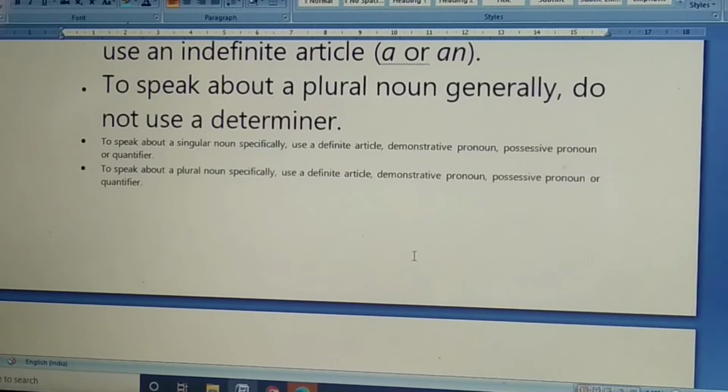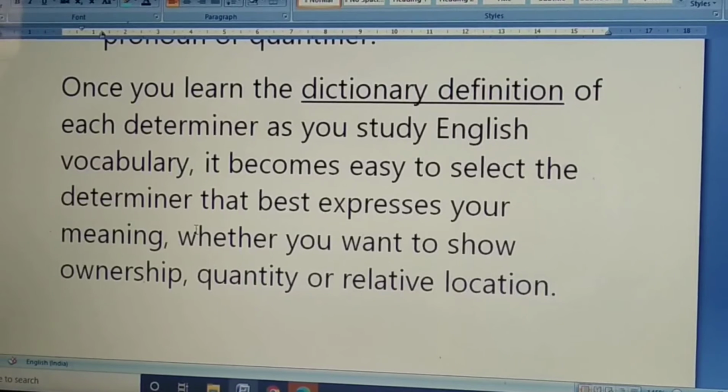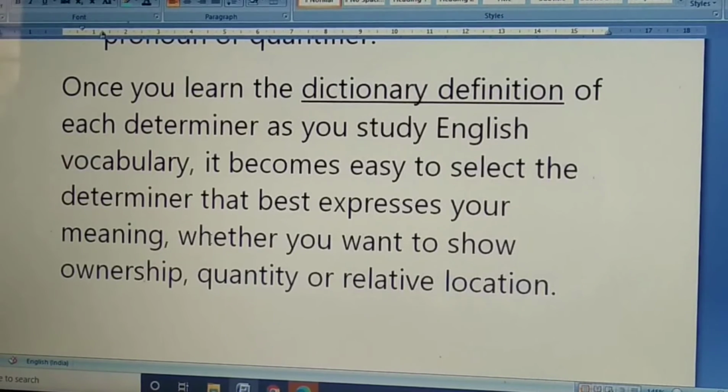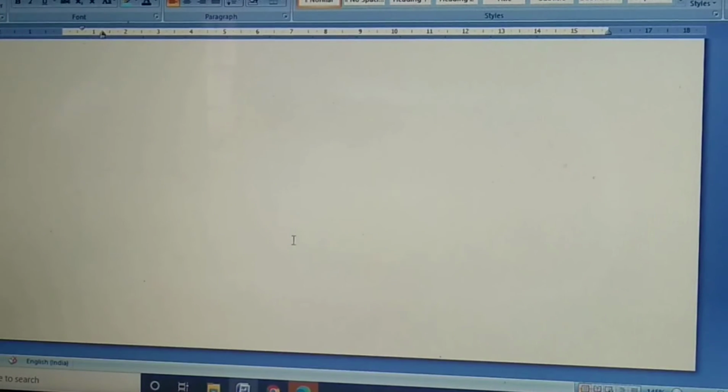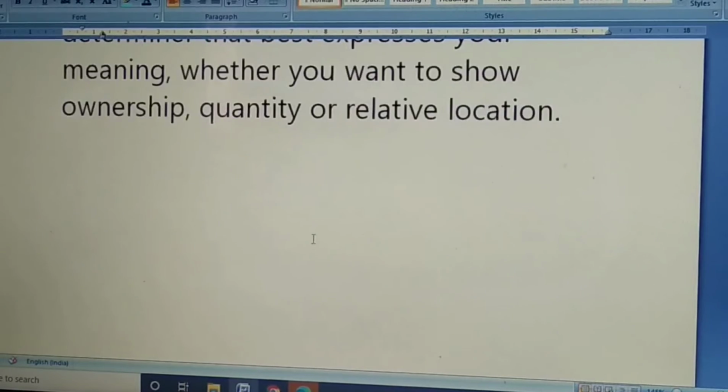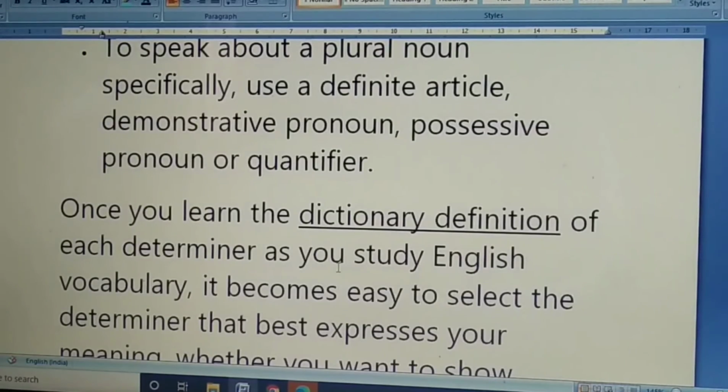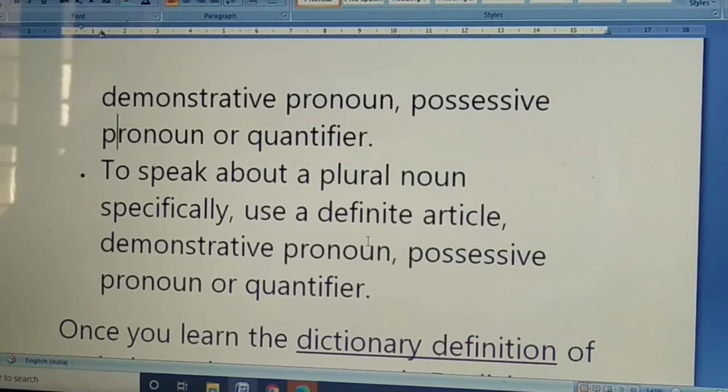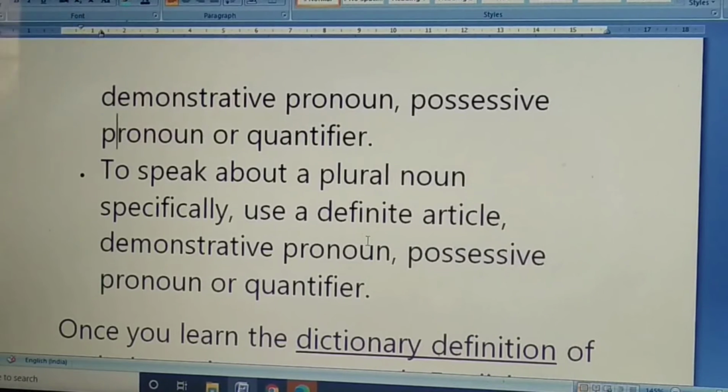Once you learn the dictionary definition of each determiner as you study English vocabulary, it becomes easy to select the determiner that best expresses your meaning, whether you want to show ownership, quantity or relative location. So, that's all about determiners. So go through this very carefully.